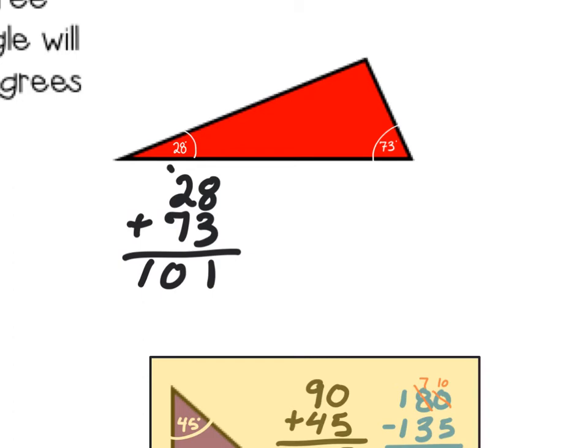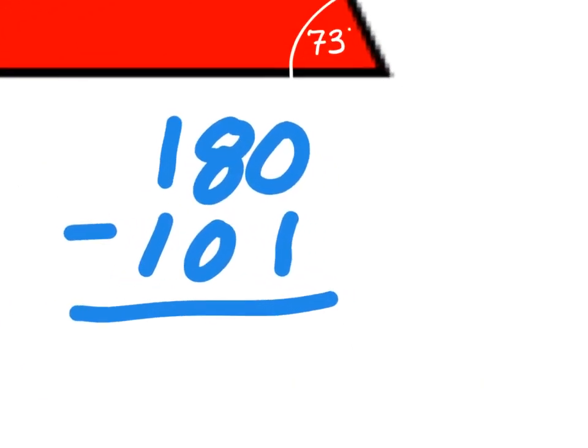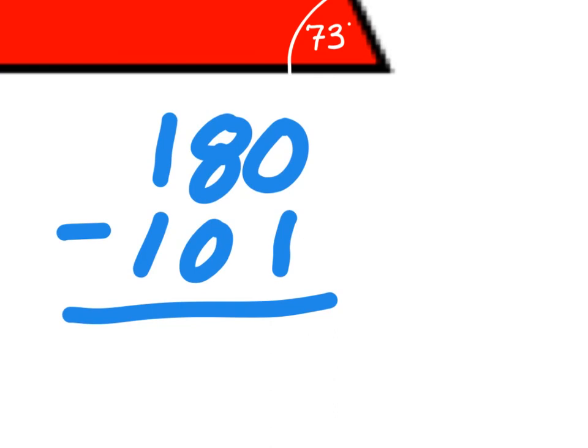Now what we want to do is take that 180, right? And we're going to subtract the 101, right? And lo and behold, yet again, I've got trouble coming. So what I'm going to do is borrow from that 8, turn that 8 into 7, turn the 0 into 10, and I'm ready to rock and roll here.